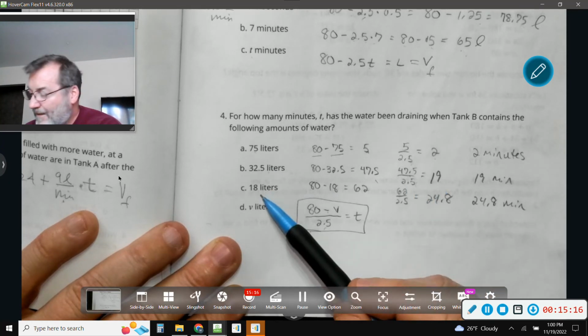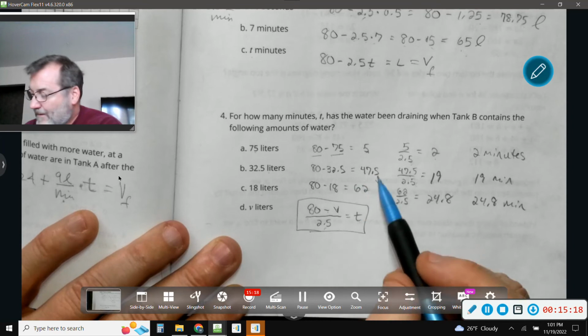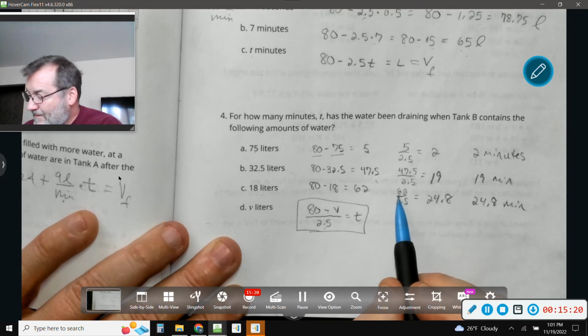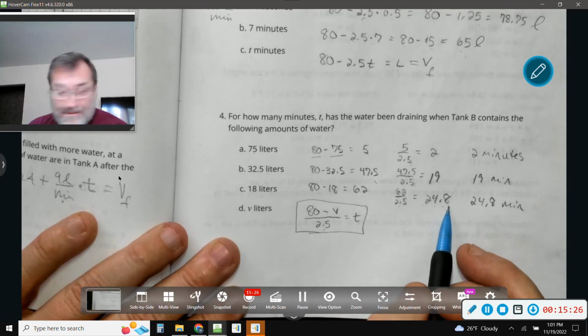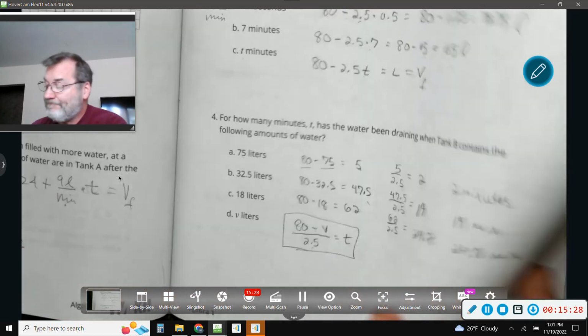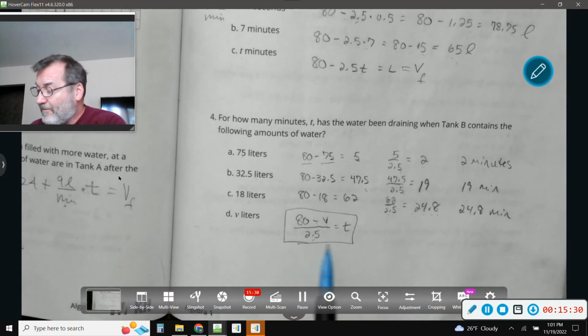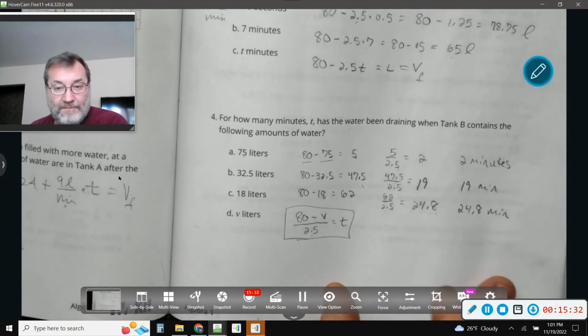If you went from 80 down to 18, that means 80 minus 18 is 62, divided by 2.5, 24.8 minutes. So just shy of 25 minutes to get to that point. And then there's your overall equation that you have right there. Solve for time.